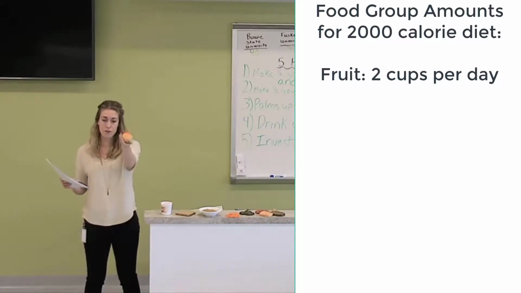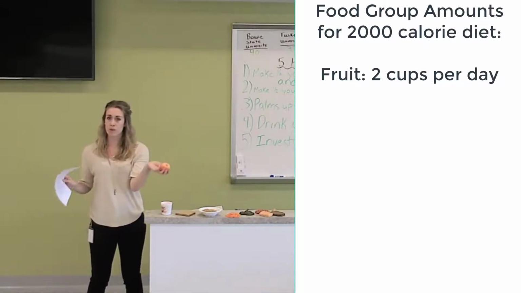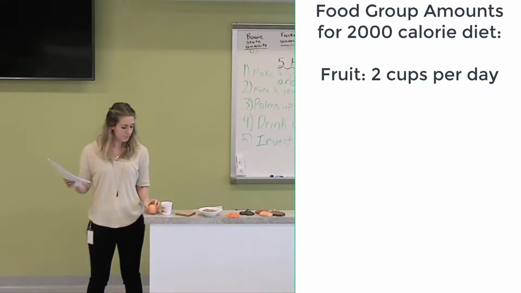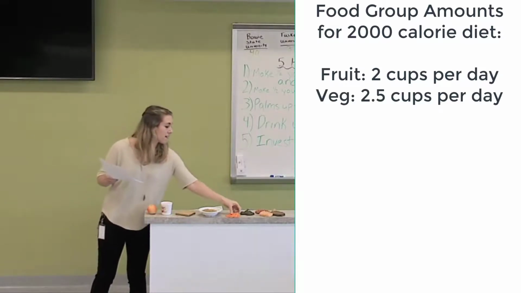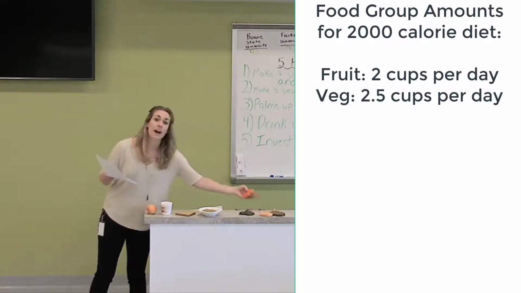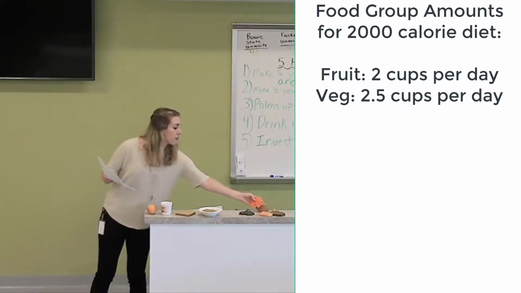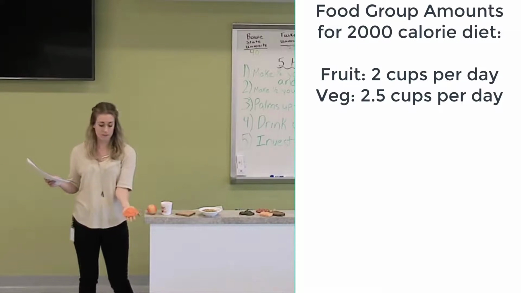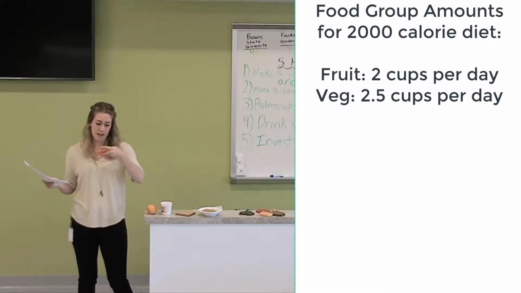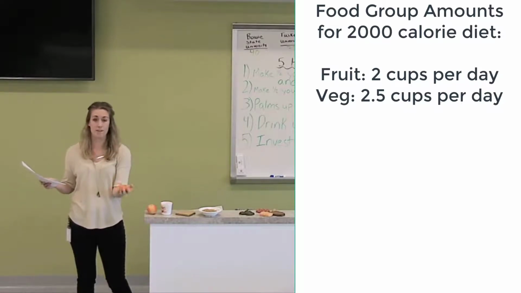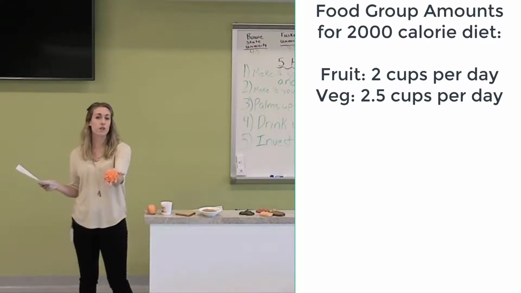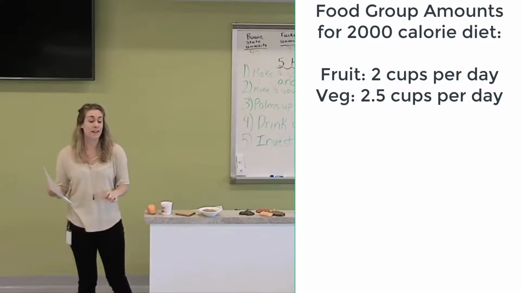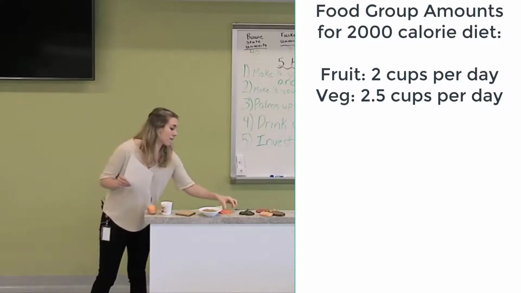1 serving looks just like this, all right? So 2 peaches would be all the fruit that you need for the day. Now for vegetables, it says consume 2.5 servings of vegetables each day. So I have right here some cut up carrots, and these carrots are about 1/2 cup. So 1/2 cup of carrots that are cooked like this counts as 1 serving, and it's recommended we get 2.5 servings a day.